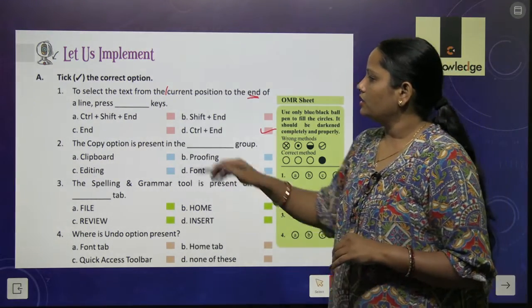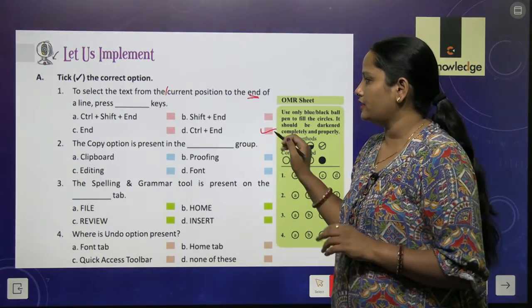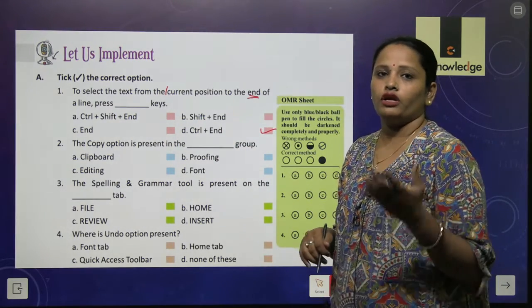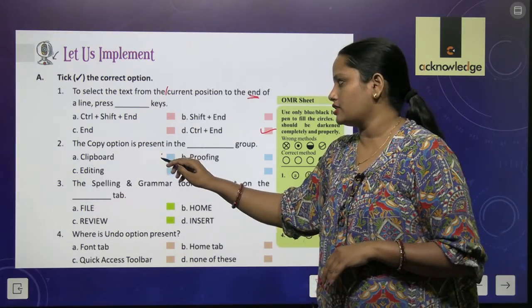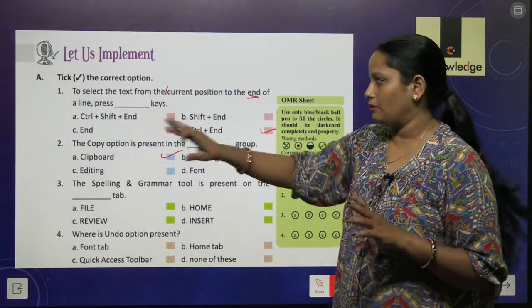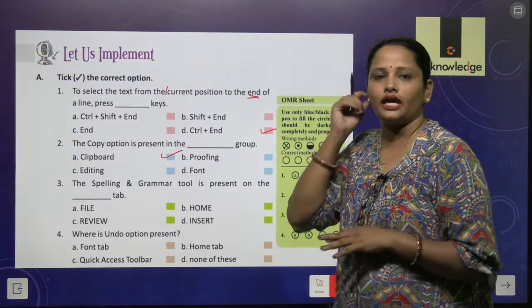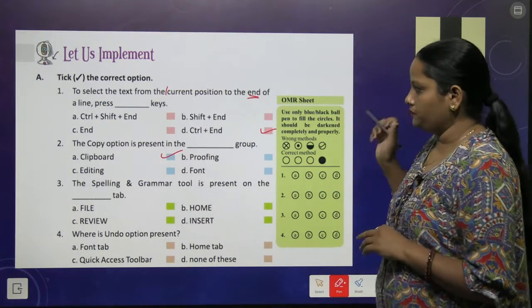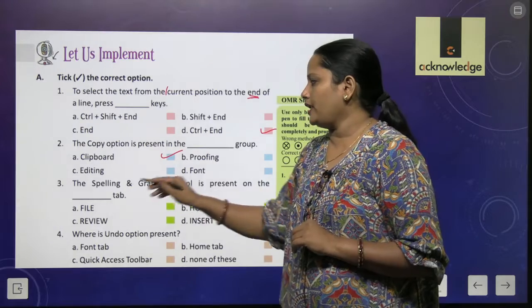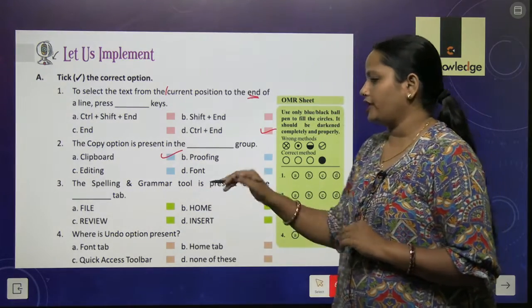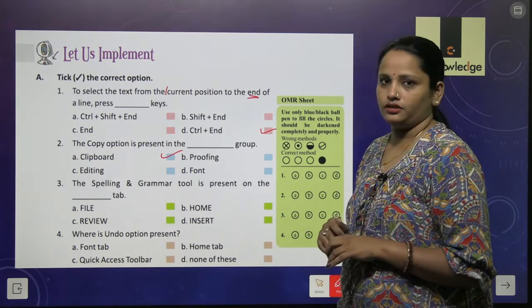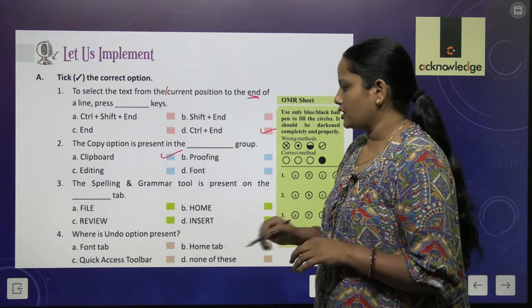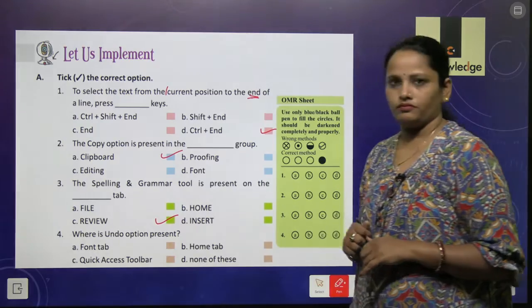Next, the copy option is present in the dash group. From where can we copy the option? Yes, we have learned that the correct answer is clipboard. The clipboard consists of copy, paste and cut options. Okay, the spelling and grammar tool is present on the dash tab. Where is the spelling and grammar tool present? Yes, it is present in the review tab.